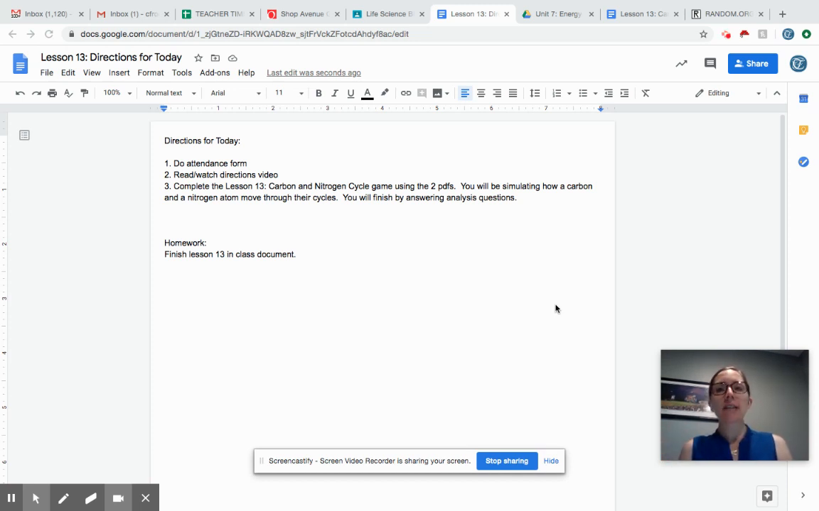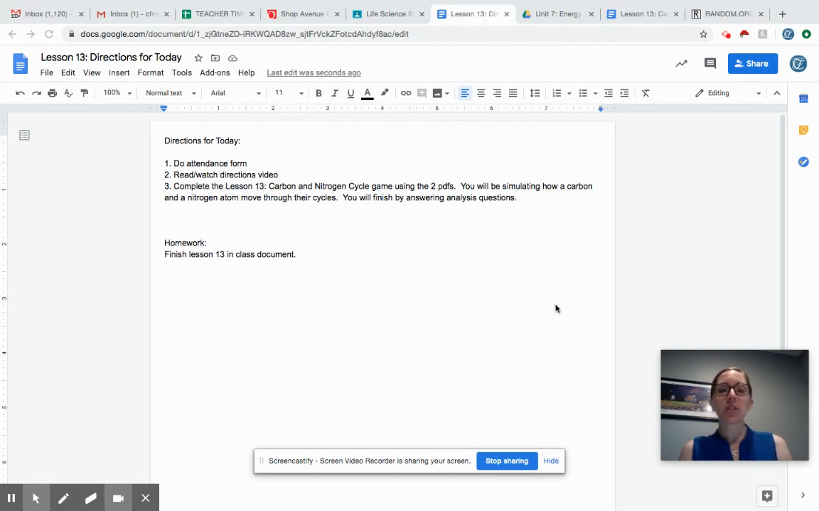So last class you learned about how water, carbon, and nitrogen cycle through their various cycles while they exist here on Earth. You know a lot about the water cycle from your 6th grade lessons. Today we're going to simulate being a carbon atom and a nitrogen atom moving through those cycles and looking at the different paths they can take and how and why they might take a certain path.